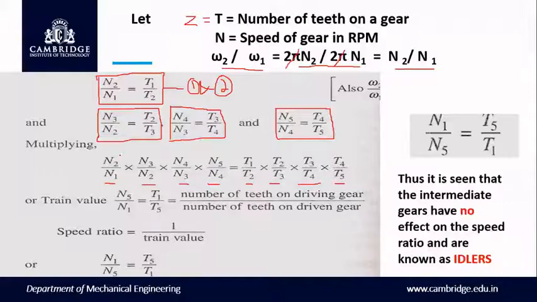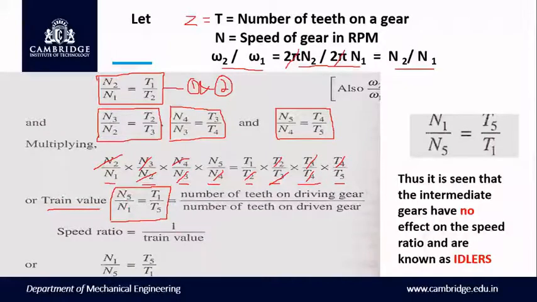Upon this, we can see N2 and N2, which are in the numerator and denominator, cancel. N3 and N3 cancel. N4 and N4 cancel. Similarly, the numbers of teeth also cancel: T2 and T2, T3 and T3, T4 and T4. Hence, on the left hand side we get N5 by N1, and on the right hand side T1 by T5. That means N5 is the driven gear and N1 is the driving gear. The ratio of driven gear to driving gear speed, we call the train value.